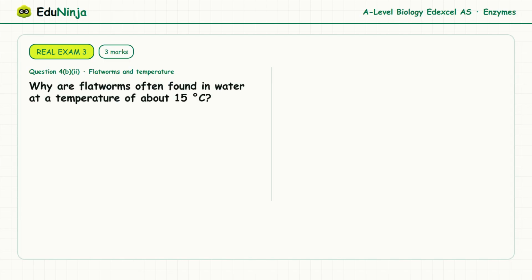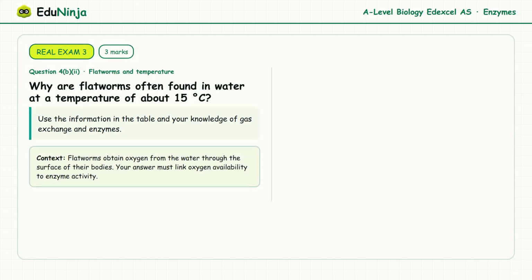Question 4BIY. Flatworms are often found in water at about 15 degrees Celsius. Why might this temperature be favorable? At this temperature, there is still plenty of dissolved oxygen in the water, creating a concentration gradient for oxygen to diffuse into the flatworm through its body surface.